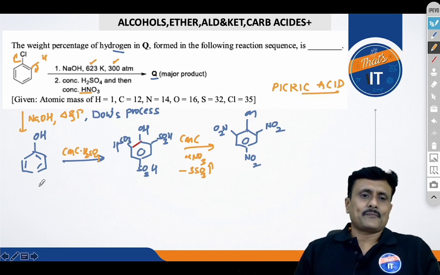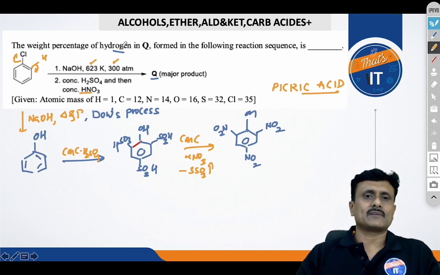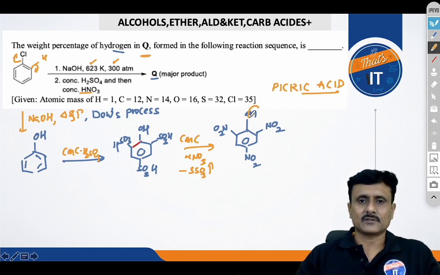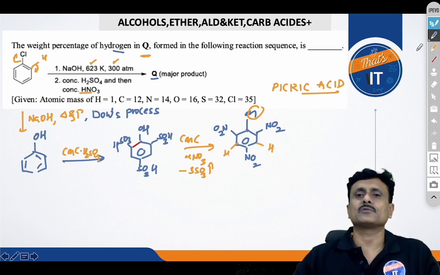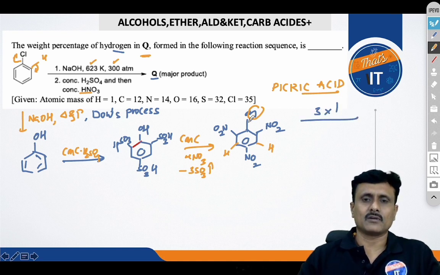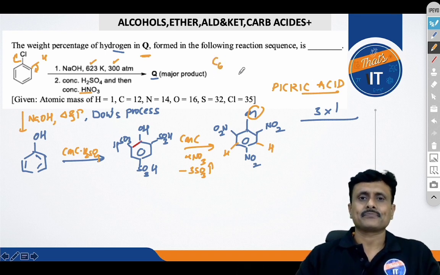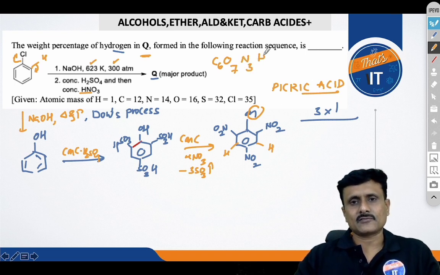Now the question is to determine the weight percentage of hydrogen in Q. You can see how many hydrogens are present, isn't it? You can see that there are 1, 2 and 3 hydrogens present in the compound. So 3 into the mass of each hydrogen by the total mass of the compound. When you write the formula of this compound, you can see that there are 6 carbon atoms, and 2 plus 2 plus 2 plus 1, that is 7 oxygens, 3 nitrogens and 3 hydrogens.